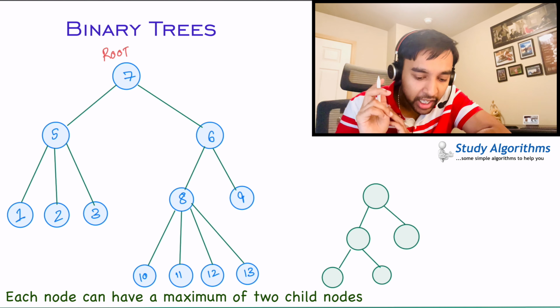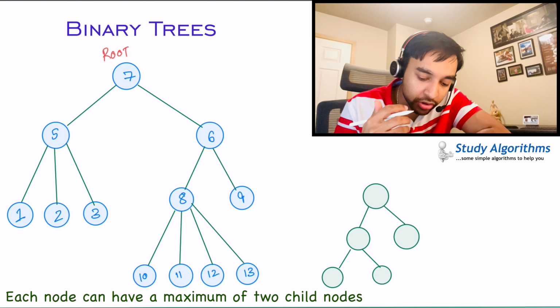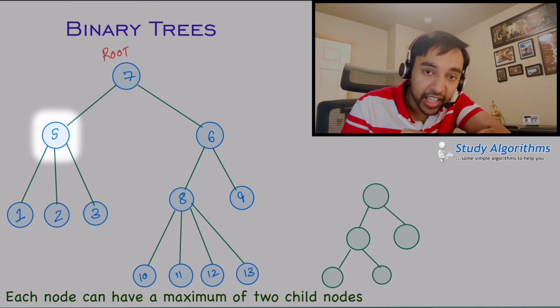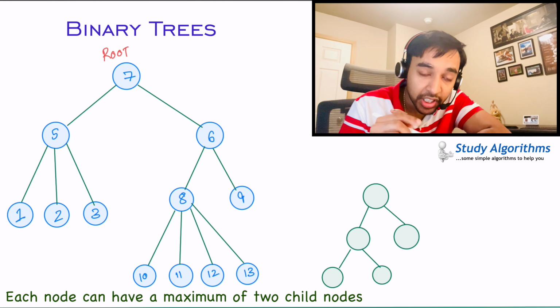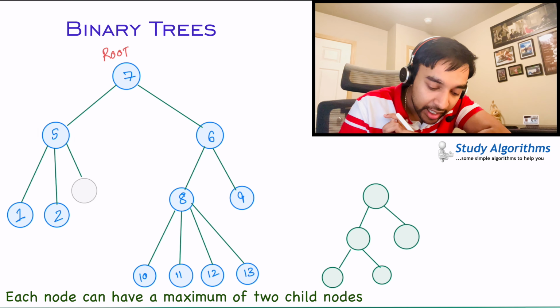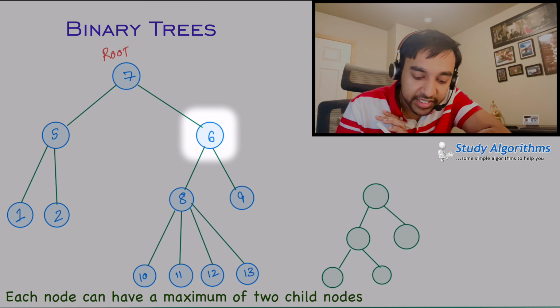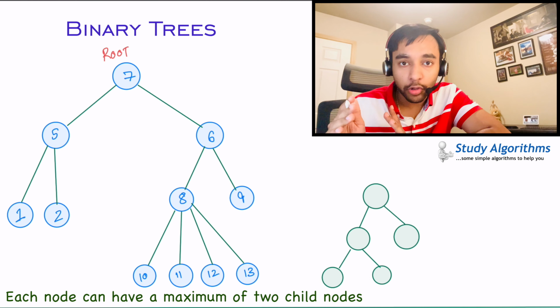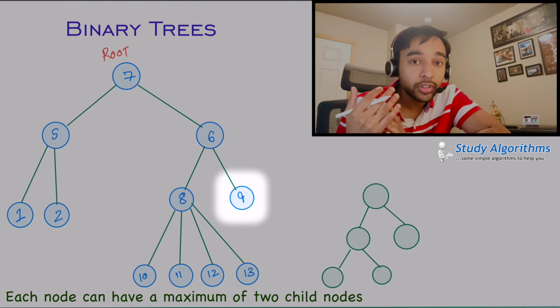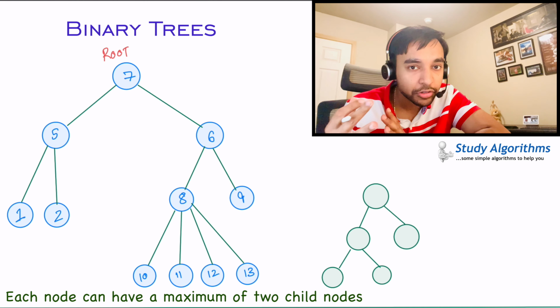But we are not done yet. We need to look at all the other nodes as well. If you look at node number 5, again this has three child nodes. And to make it a binary tree, let us get rid of one of the nodes. So far so good. Node number 6 has two child nodes, so we are good over there. Node number 9 does not have any child node, and that is also fine.